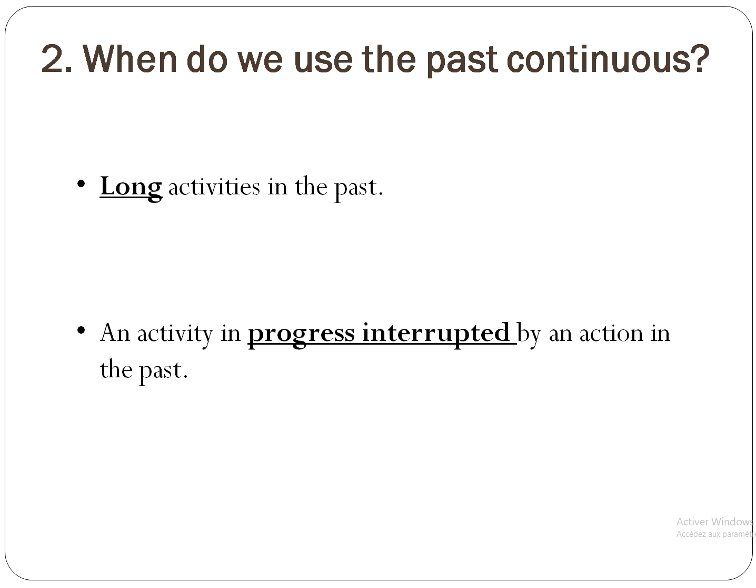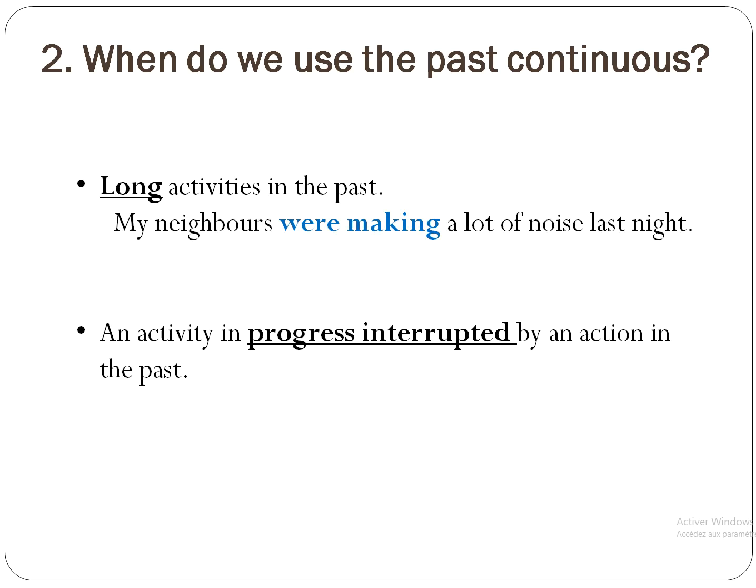When do we use the past continuous? Okay, so we use the past continuous for long activities in the past. Okay, so you have some verbs that you can use in the continuous form if they took a lot of time in the past. Example, my neighbors were making a lot of noise last night. You can say my neighbors made, past simple, a lot of noise last night, but here you use the past continuous to say that it is a long activity, that it took a lot of time in the past.